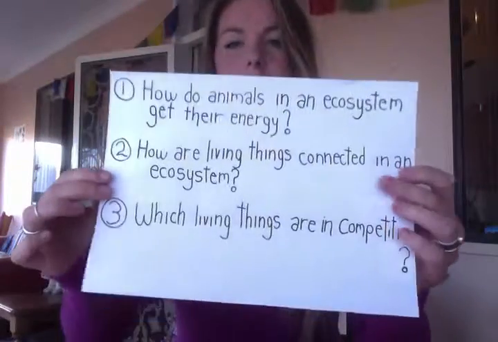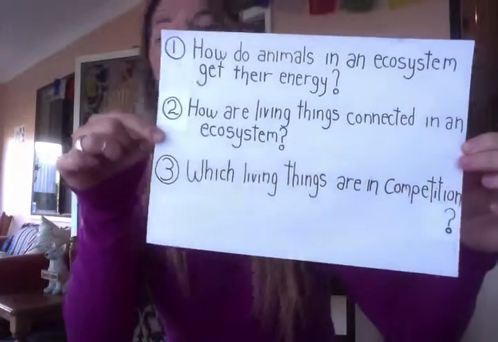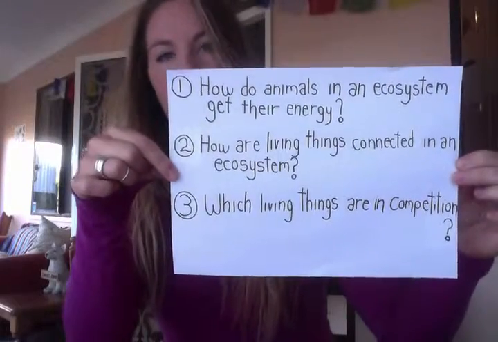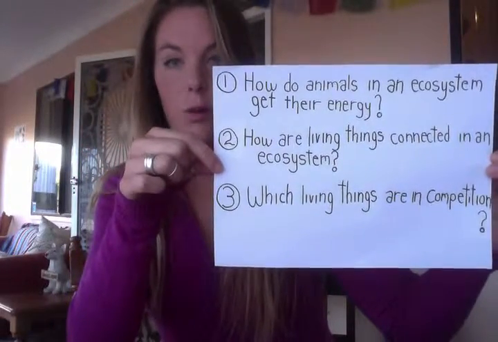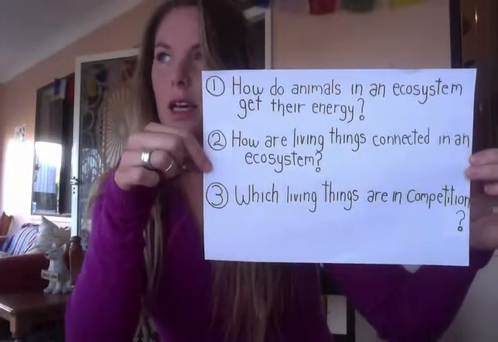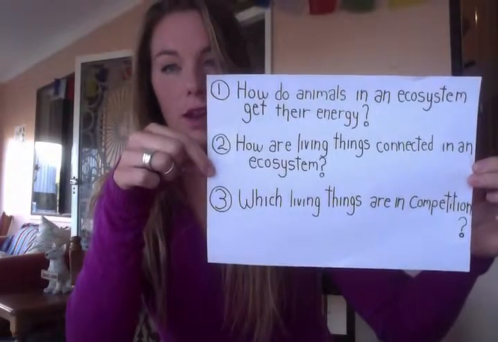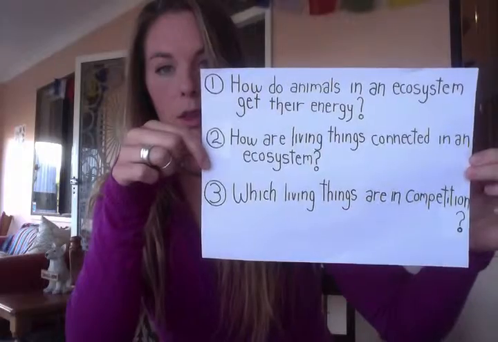Because next week I found this cool app where we're going to make our own food webs. When you're comparing a food chain to a food web, I've got these main questions I want you to think about as well. The first is, how do animals in an ecosystem get their energy? So where are they getting it from? Are they getting it from the sunlight? Are they getting it from another plant or an animal by consuming them?